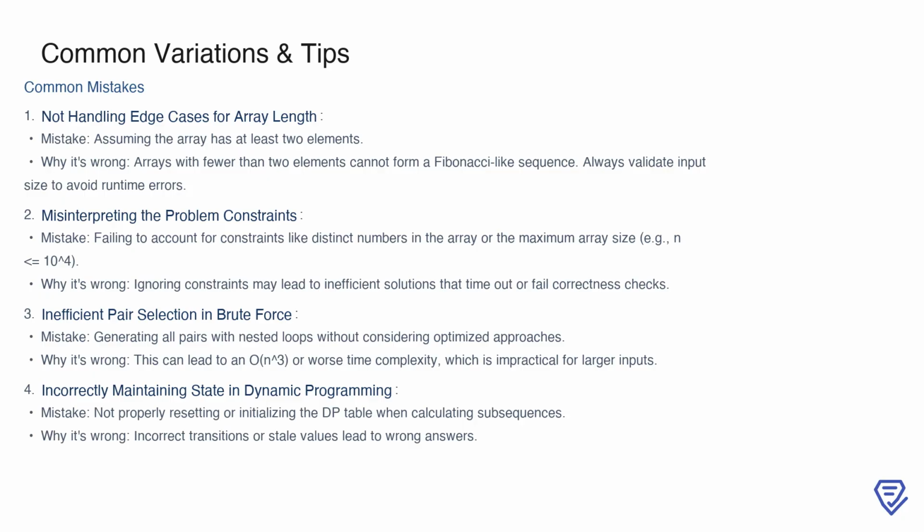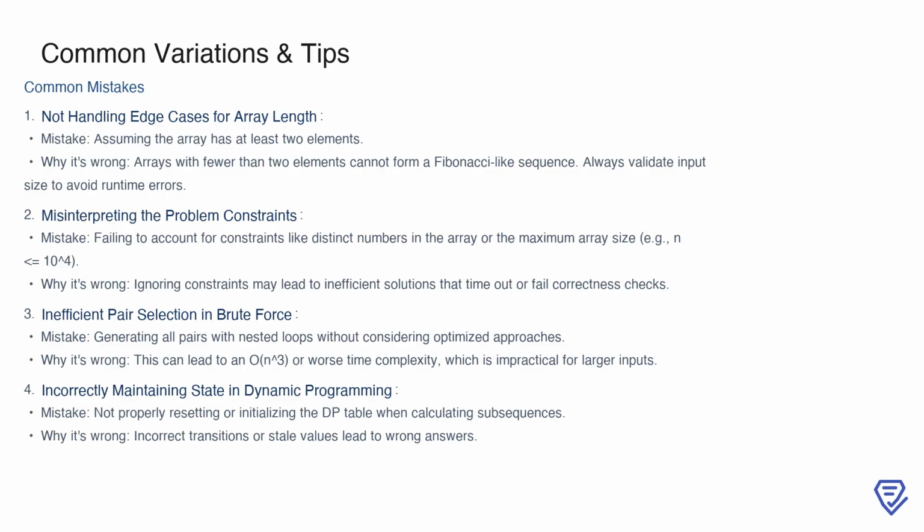First, not handling edge cases for the array length is a frequent issue. If you assume the array always has at least 2 elements, you might run into runtime errors with smaller or empty inputs. Always validate the size of the input array upfront. Another mistake is misinterpreting the problem constraints. For instance, since the problem involves distinct numbers and arrays can be as large as 10 to the power of 4, ignoring these details can lead to inefficient or incorrect solutions.